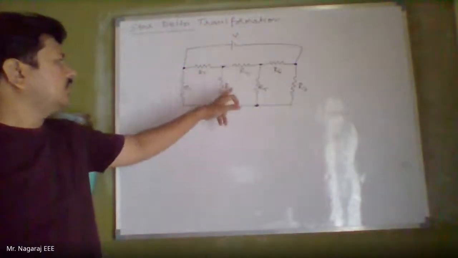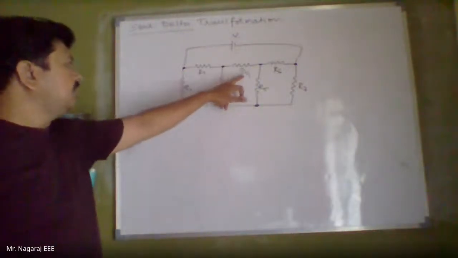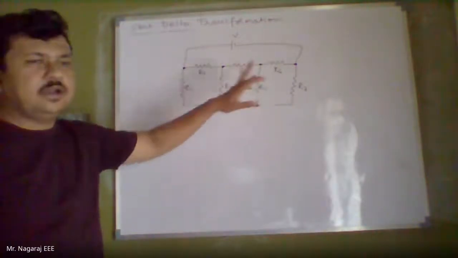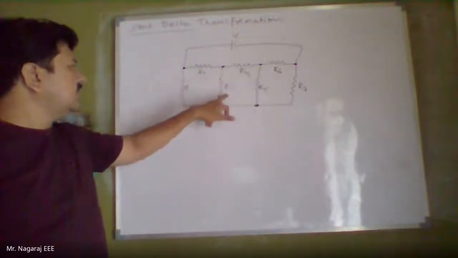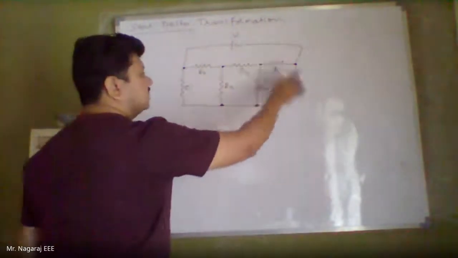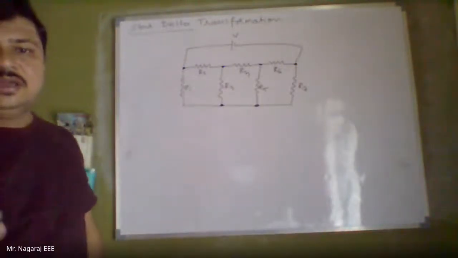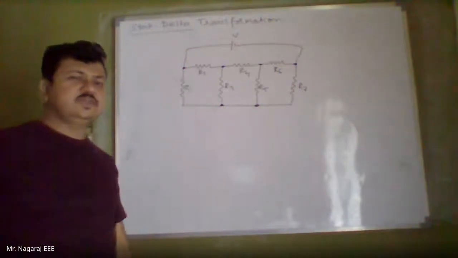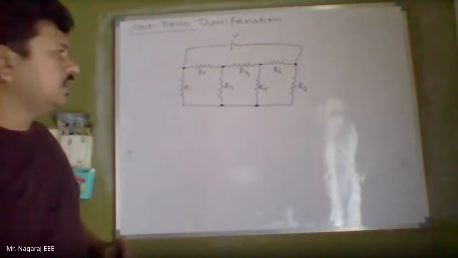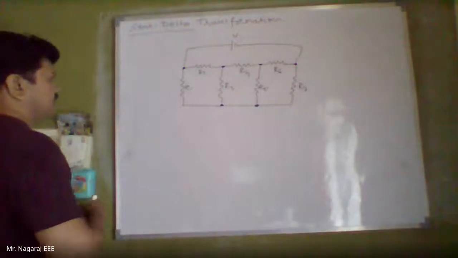Similarly, this combination R3, R4 and R5. Directly I cannot take R3 parallel to R4, parallel to R5, because to this R3 there is the effect of R1 and R2 also. To this R5 there is the effect of R6 and R7 also. So it becomes extremely difficult to find the equivalent resistance of the circuit without the transformation.